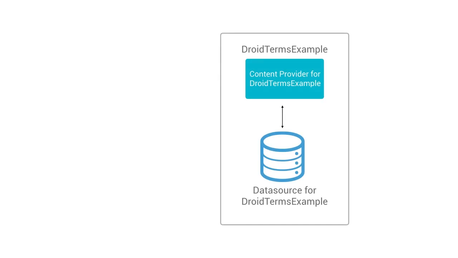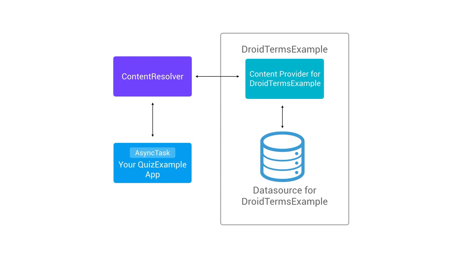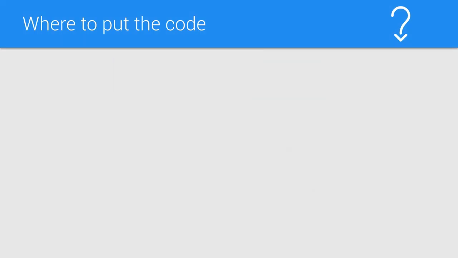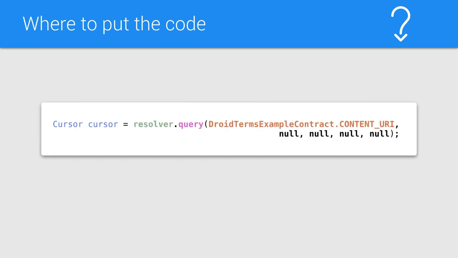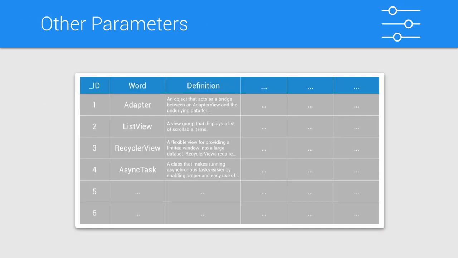The query method returns a cursor, which is exactly the same object returned by Android's SQLite database class. So, in the onPostExecute method, you now have access to a cursor object. Cursors are iterators that provide read-write access to the data of a content provider. The data is in a tabular format, as shown here.